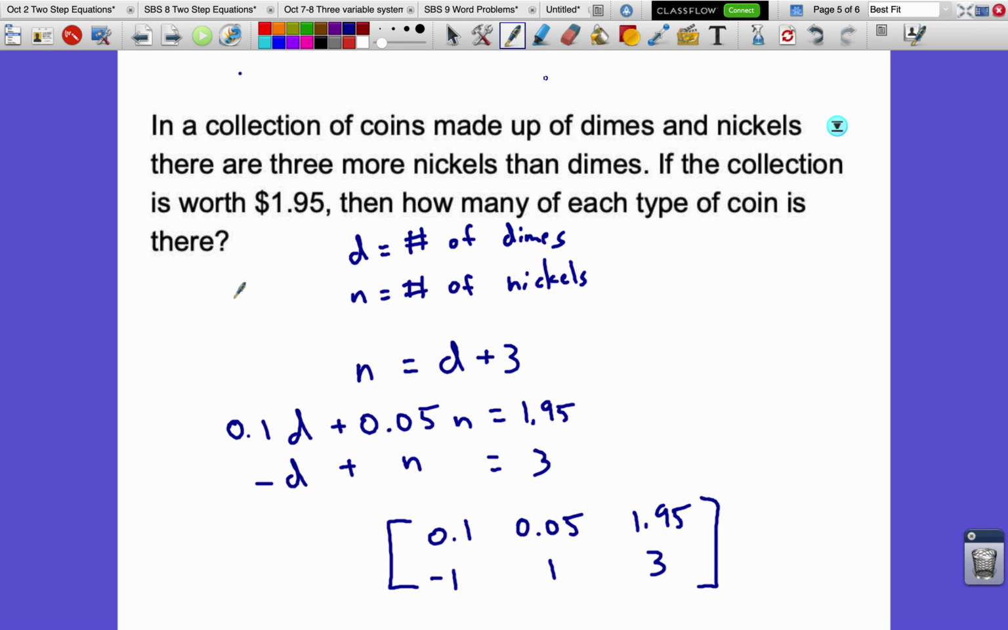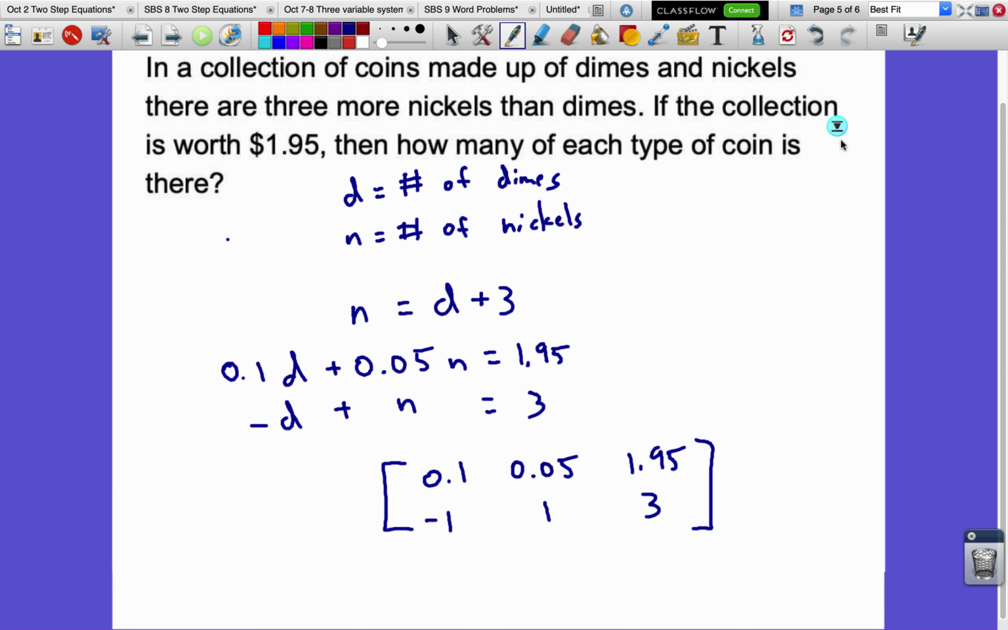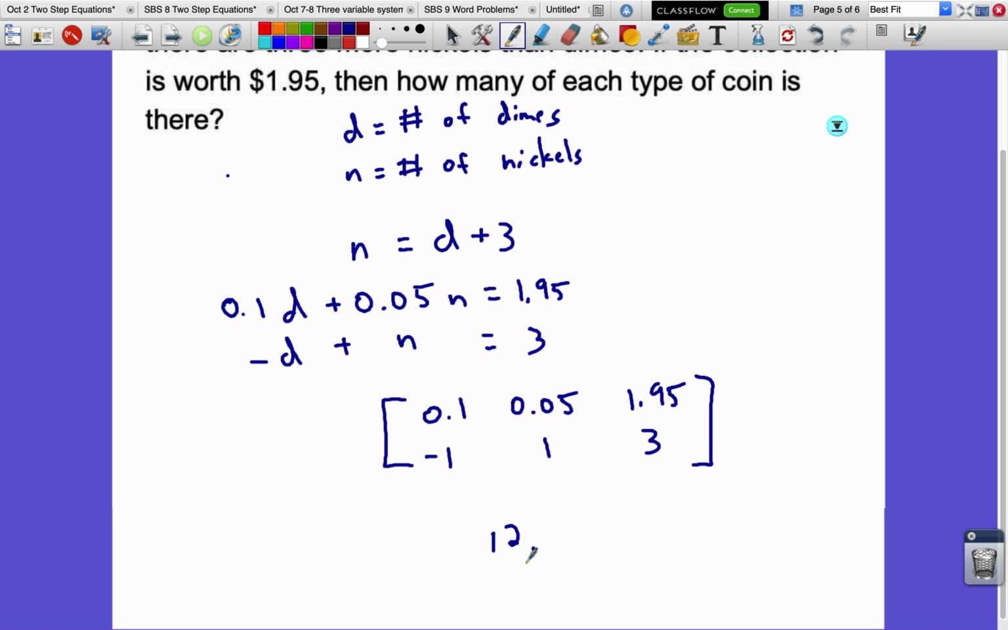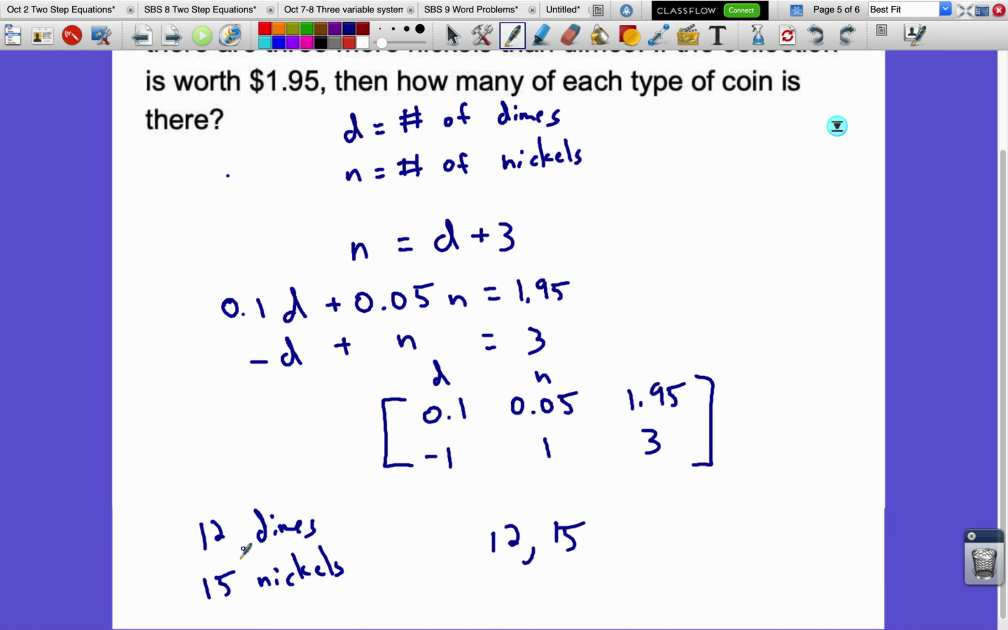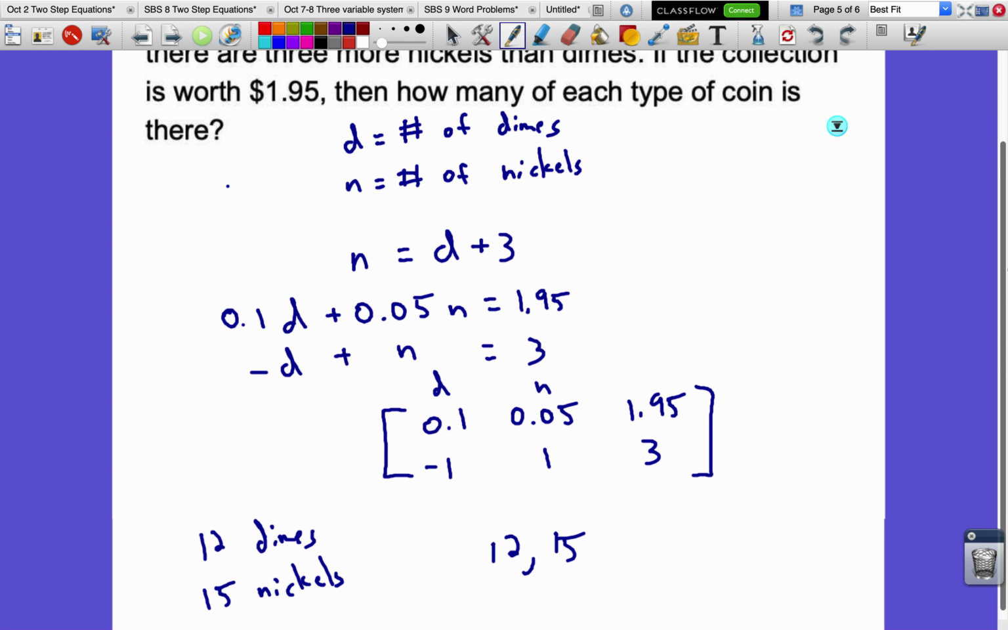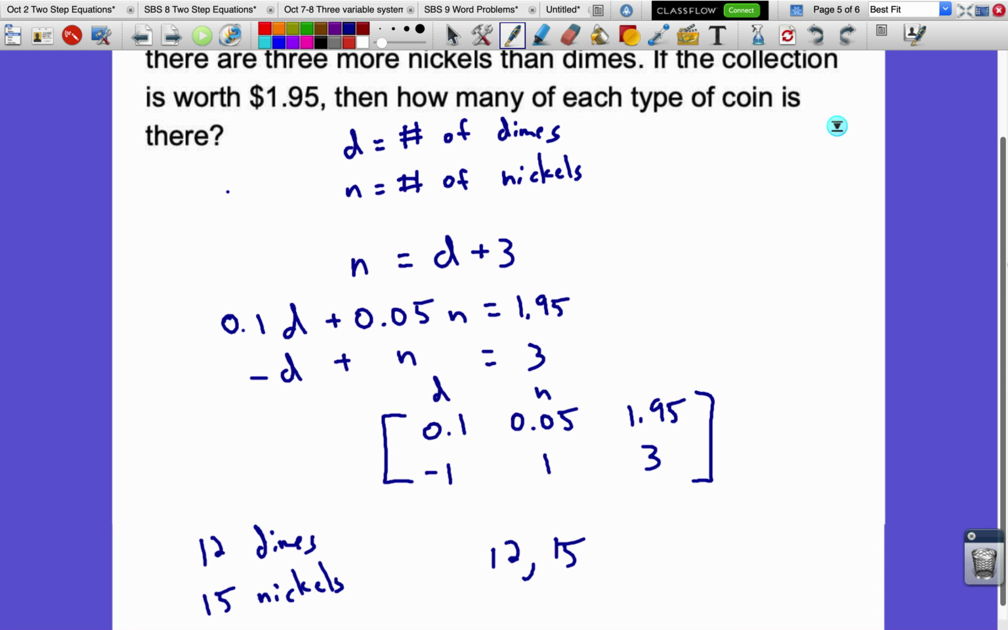Now I've got to figure out what that actually means. So 12 and 15, which one's dimes, which one's nickels? Well, this row was for dimes, this row was for nickels, so it's got to be 12 dimes and 15 nickels. And that makes sense with that first sentence. There are 3 more nickels than dimes. So there's 15 nickels, 12 dimes. Yep, that works out. 12 dimes would be $1.20. 15 nickels would be 75 cents. And together that makes $1.95.